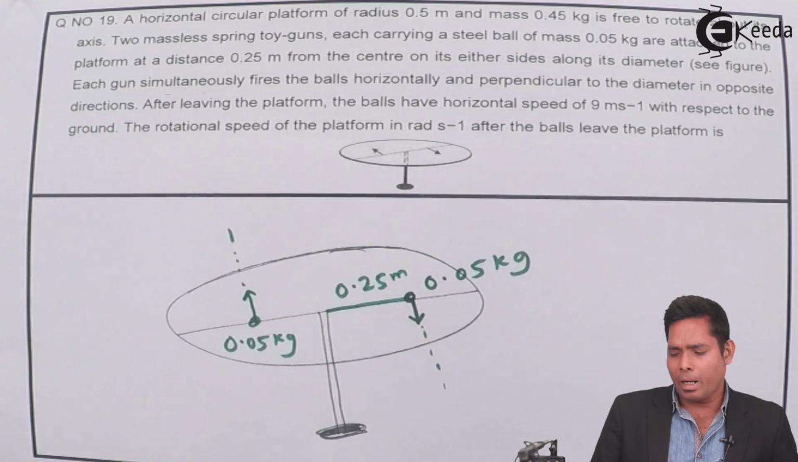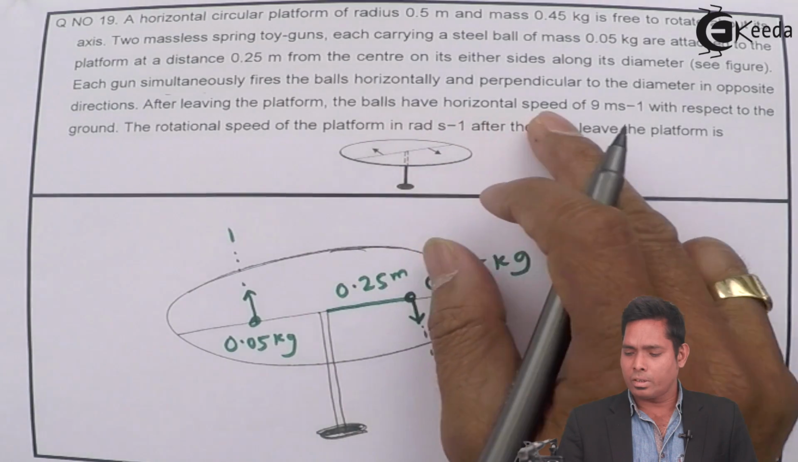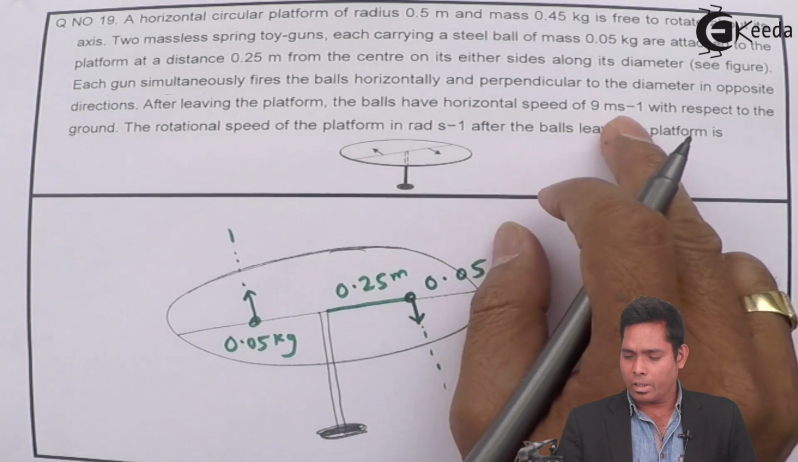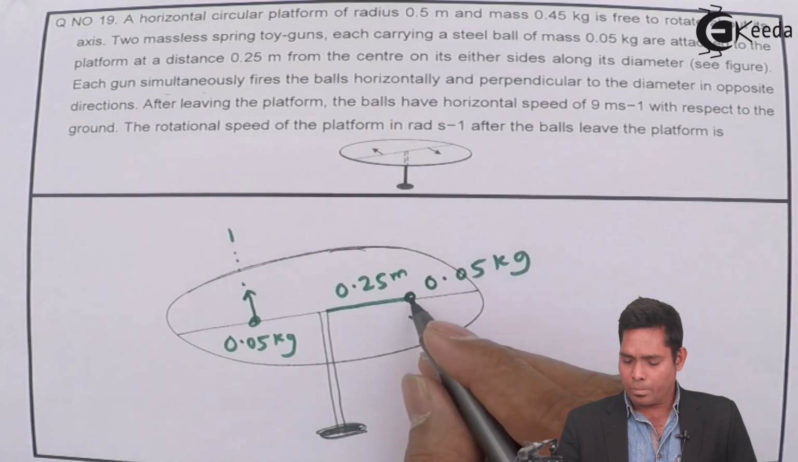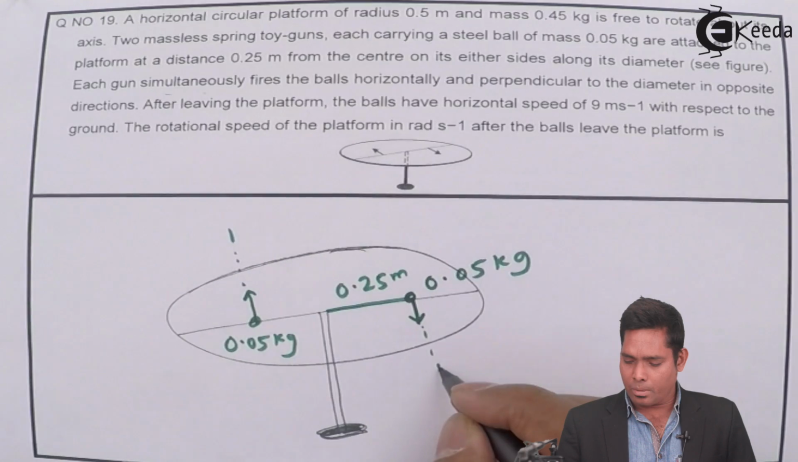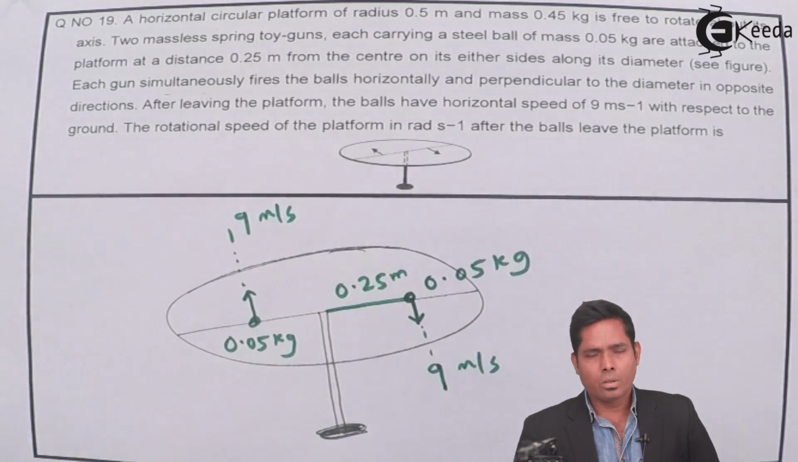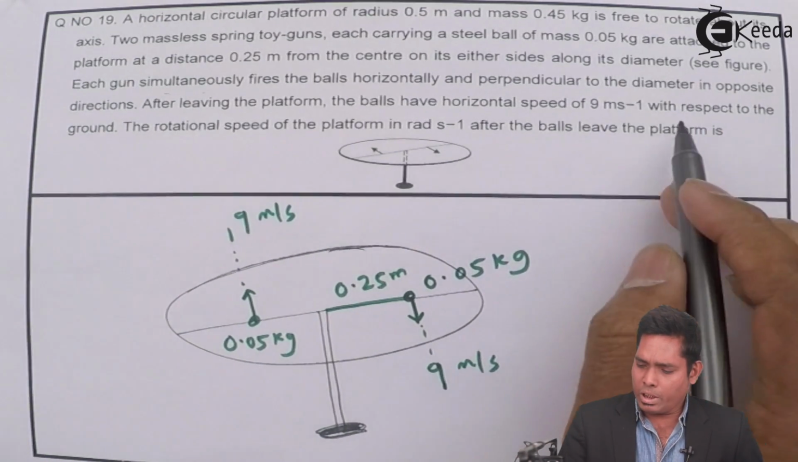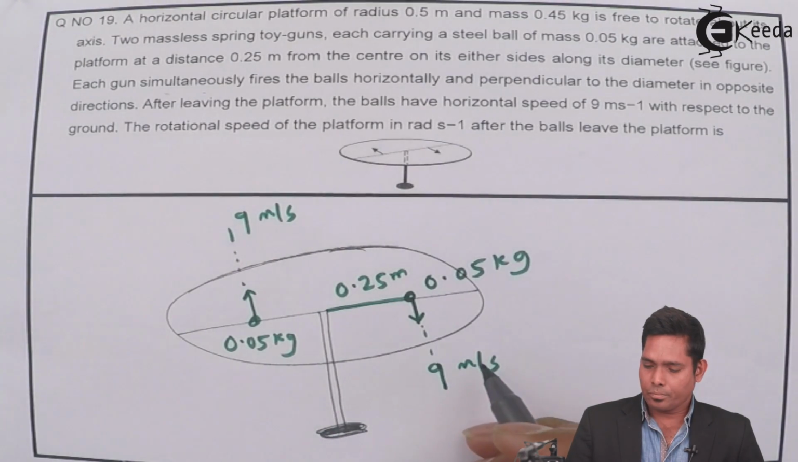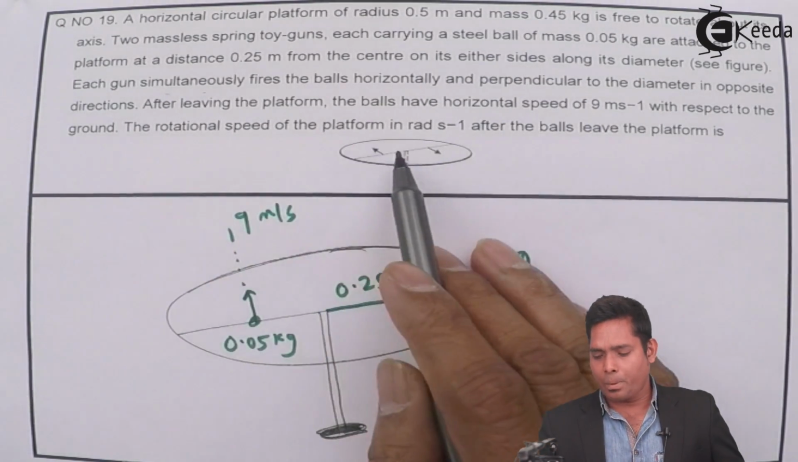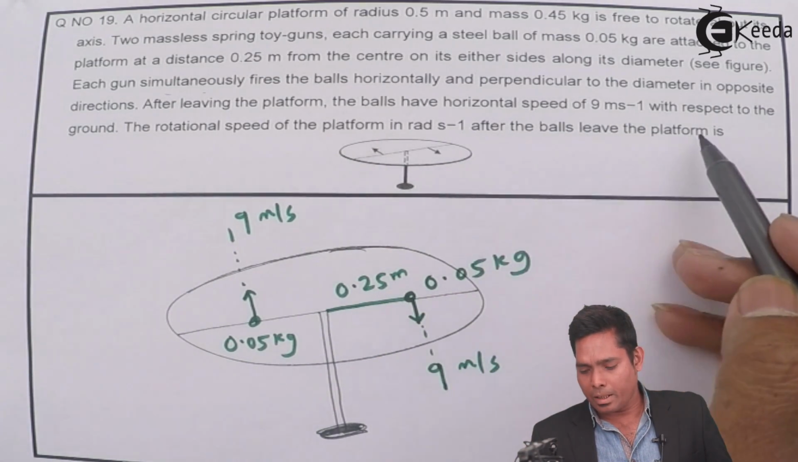After leaving the platform, the balls have a horizontal speed of 9 meter per second. So when it fires, this speed becomes 9 meter per second, and also here it is 9 meter per second, with respect to the ground. The rotational speed of the platform in radian per second after the balls leave the platform is?